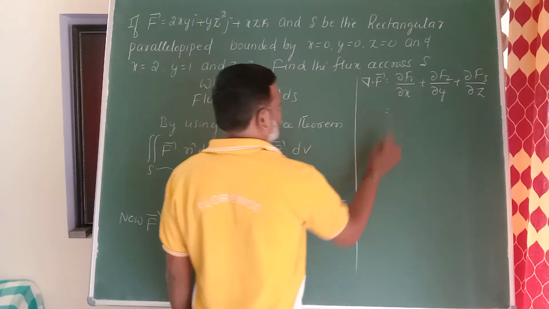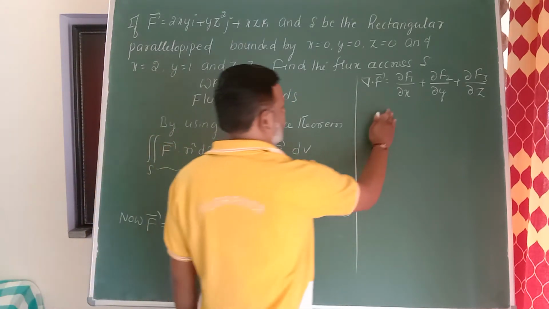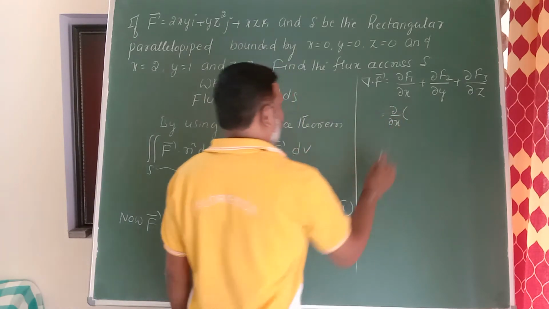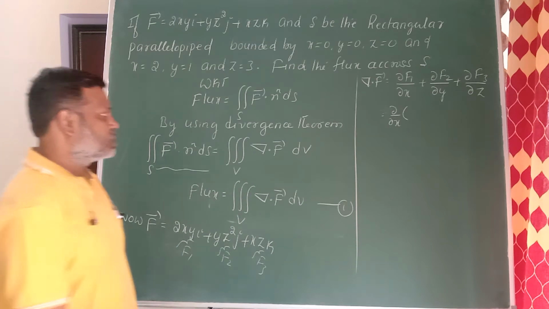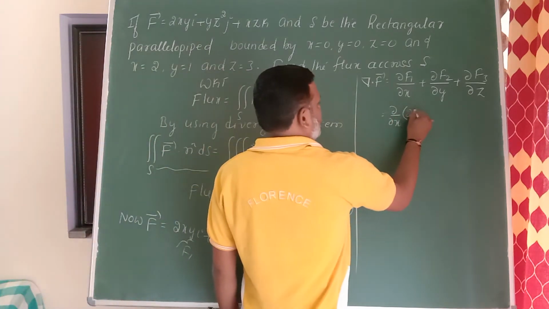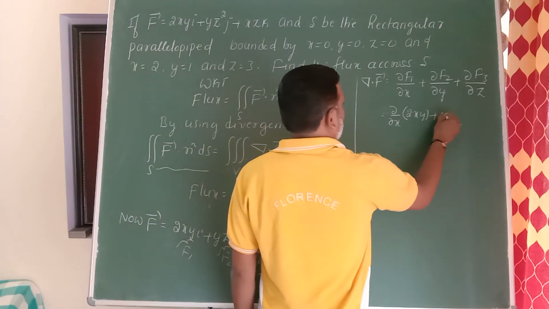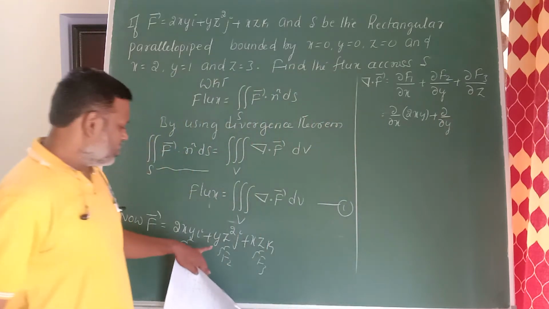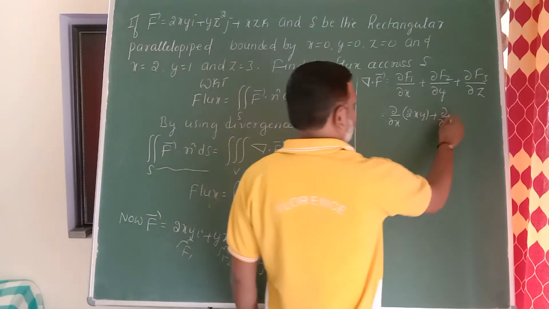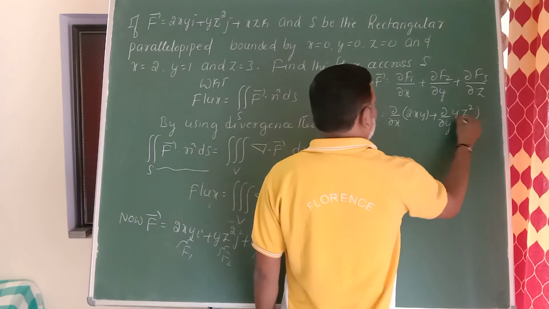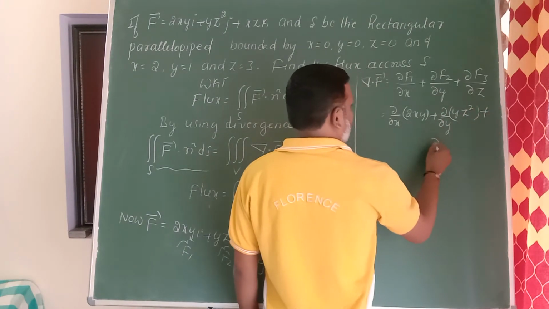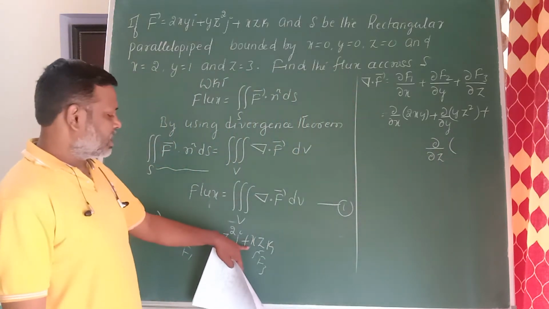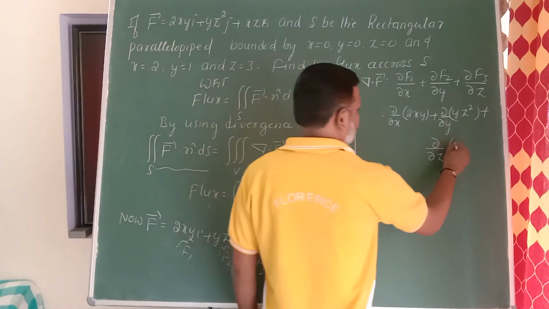Dou f1 by dou x I can write simply as dou by dou x of the first function, that is 2xy, plus dou by dou y of the second function f2, that is yz square, plus dou by dou z of the third function f3, that is xz.